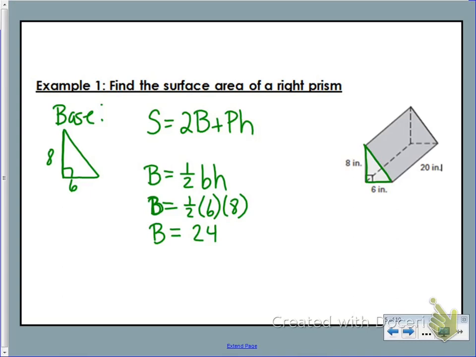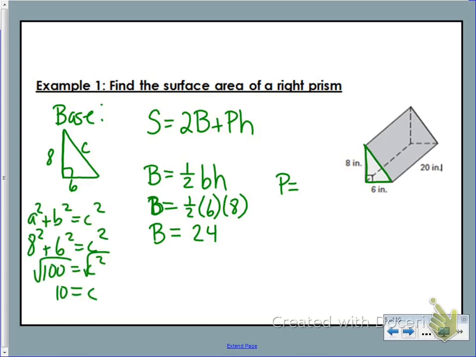Then we're going to show our work for calculating the perimeter of the base. Well, in order to calculate the perimeter of a triangle, we need all three side lengths. So we're going to go ahead and use the Pythagorean theorem to find the third side length, or C. Go ahead and pause your video to find the length of C. You should have found the length of the third side of the triangle to be 10. If you're not sure how we calculated that, go ahead and take a look at what I just did here.